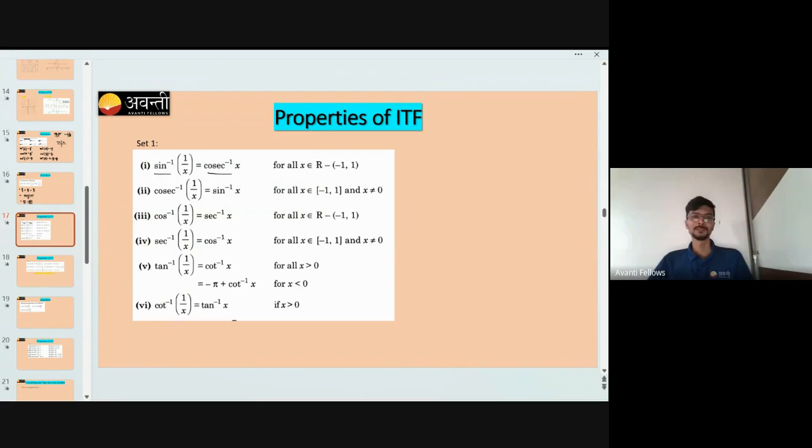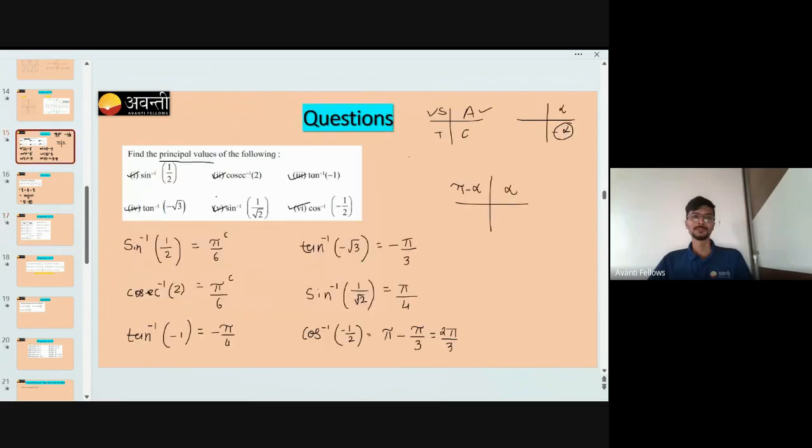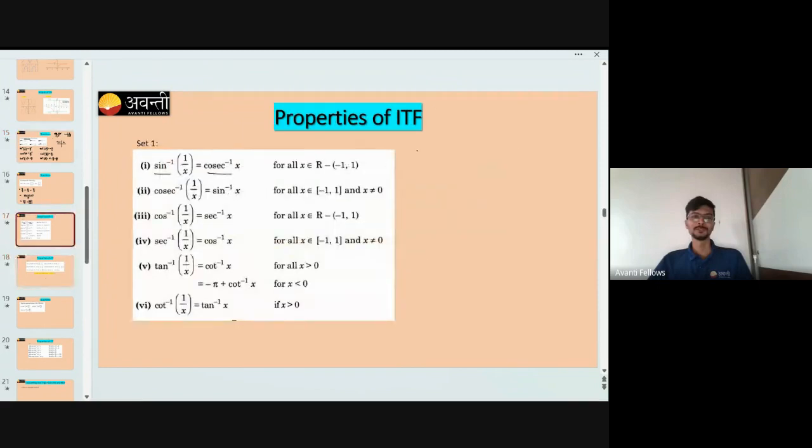Now let's take an example of what we have done previously. Do you remember this example? Find the value of cosec inverse of 2. Let us say I am not comfortable with cosec inverse of 2. By this property, cosec inverse of some value is equal to sine inverse of the reciprocal of that value. So cosec inverse of 2 will simply be sine inverse of 1 by 2.